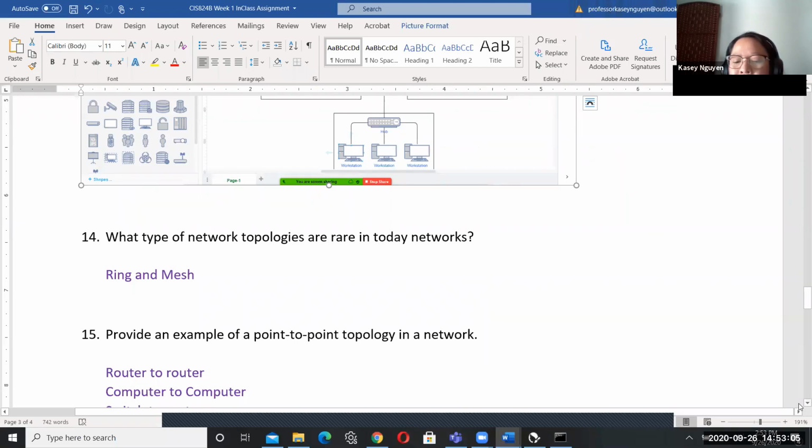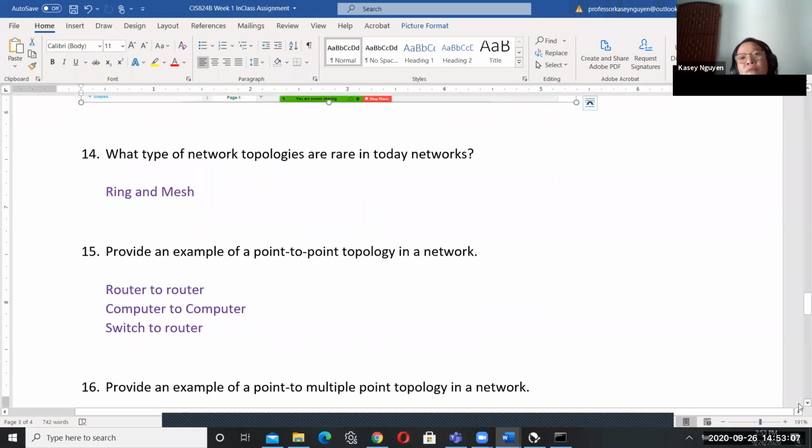So examples of the point to point topology are router to router, hub to hub, computer to computer, a switch to a router. Okay. So if we want to do point to point to point to point, then we would have a router to a router to a router, right? Ultimately, if we're looking at the LAN, you saw how I did the traceroute earlier. It's router to router, right? When it leaves your network, it's going to take your packet and pass it to the next router, which is in another network, and then pass it to the next router, and so forth.